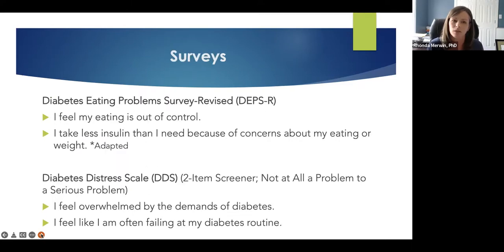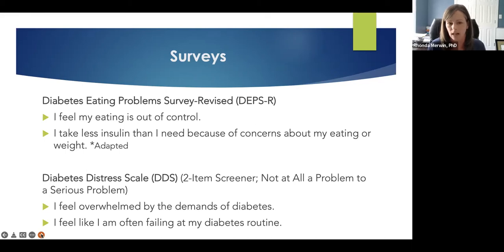If you ask at routine encounters, right? If people complete a quick little screen at routine visits, get really used to doing that, then that would be a way to identify or detect some things that might not come out in the verbal face-to-face encounter. So the surveys that we have up here, there's lots of other ones that we can certainly point you guys to, but the diabetes eating problem survey is one that's very commonly used.